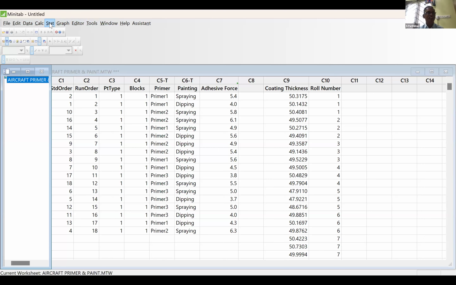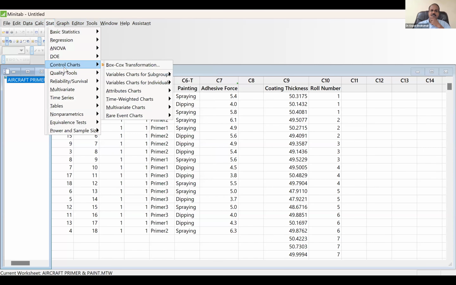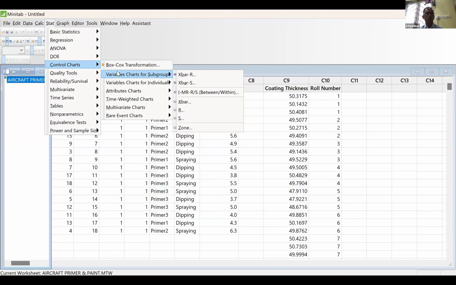Graph, sir. Start. Stat, then quality tools, control chart. Stat, control chart, then variable chart for subgroup, subgroup, then X bar R.